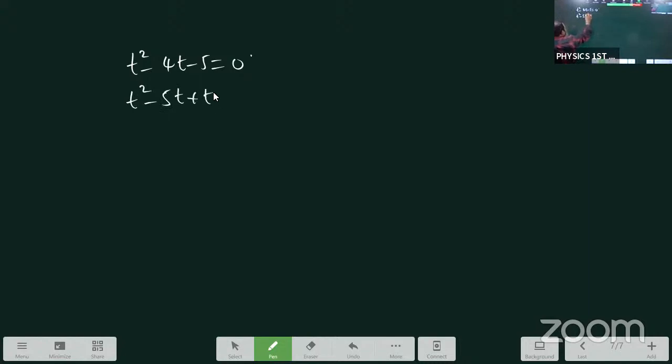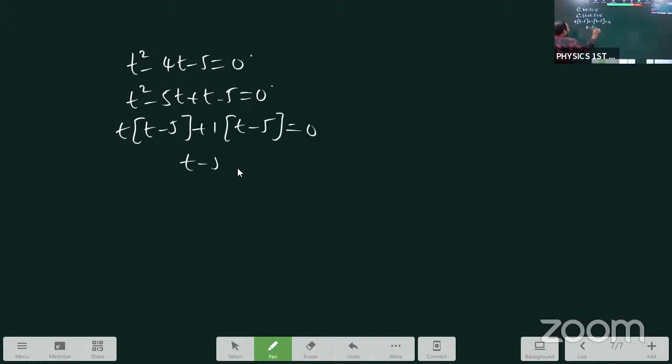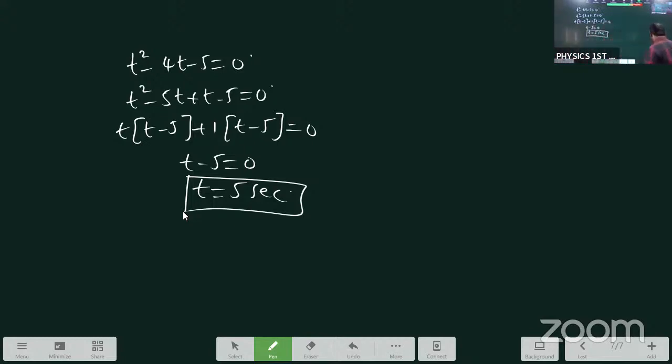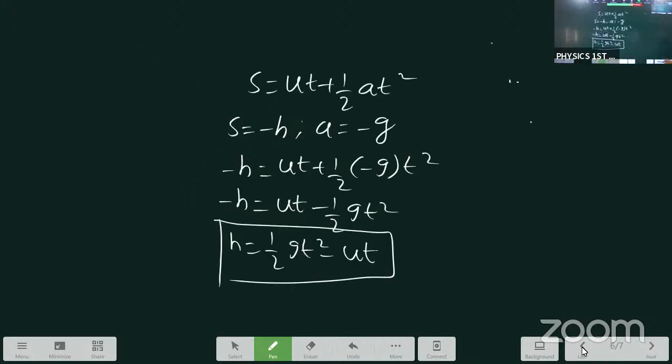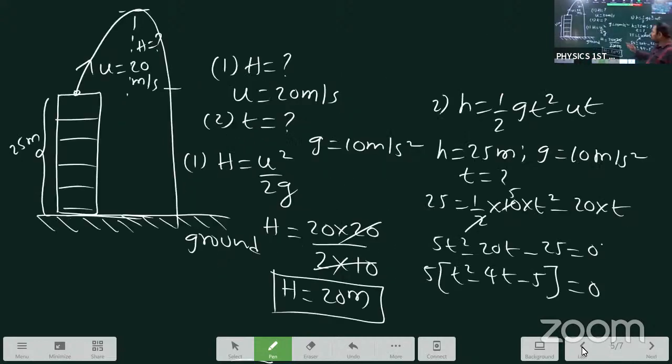We are going with the quadratic equation method, students. T minus 5 equals 0. T equals 5 seconds. The time taken by the body to reach the ground is 5 seconds. Why are we not taking the plus 1 answer? Because we can get a minus value, and time is always positive only. One more time, listen, students.